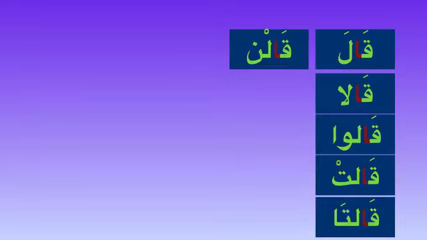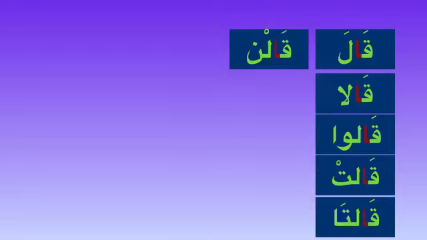So bab nasara yansuru will have dhamma on the fa kalima. That's the rule, you just have to remember it. Bab nasara yansuru, like qala yaqulu, is bab nasara. Originally it was qawala yaqulu, then the signs change, so we have qala yaqulu.